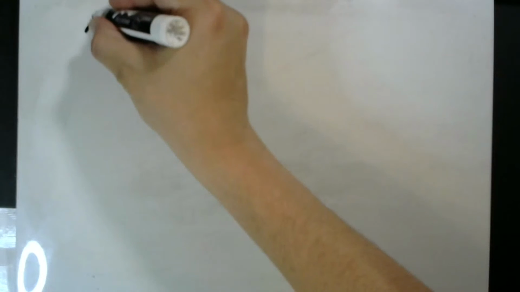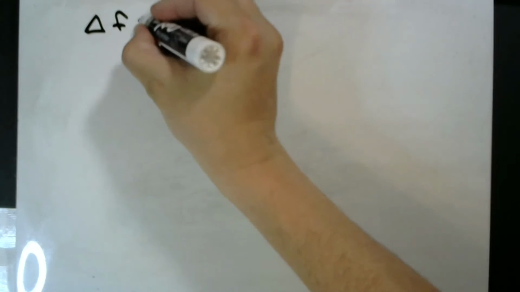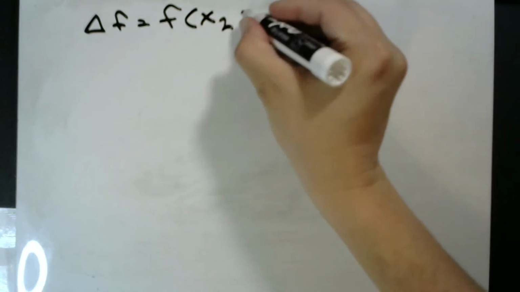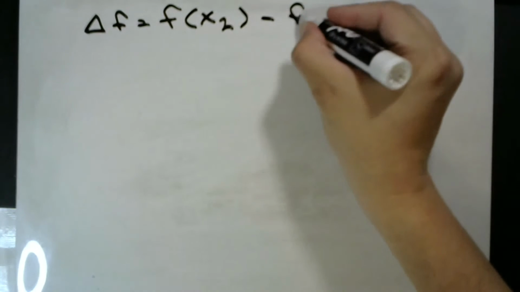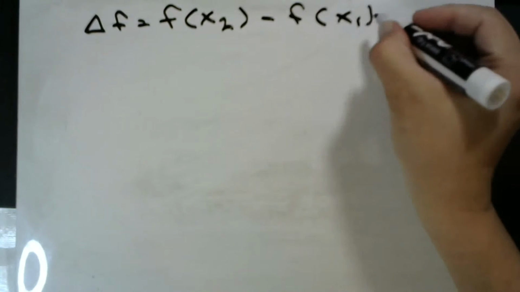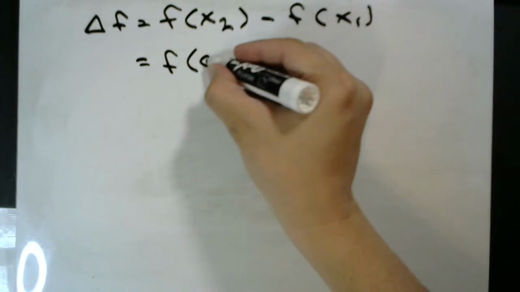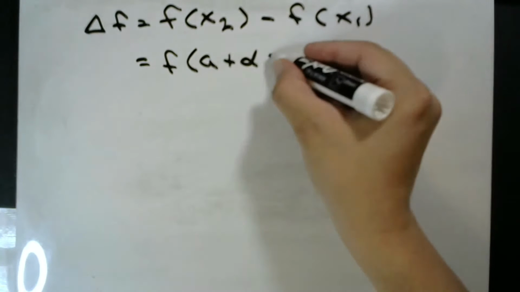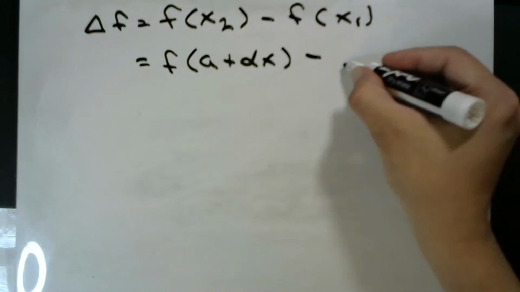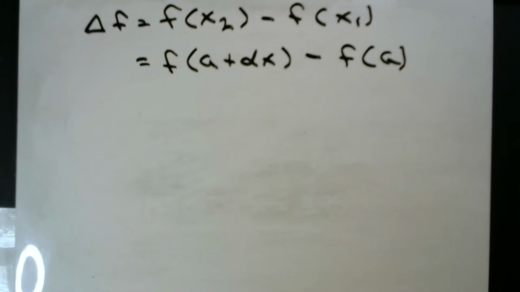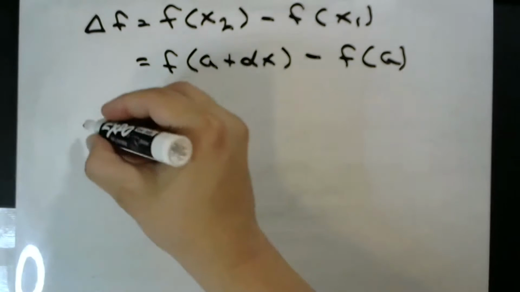So delta F is F of x2 minus F of x1, or F of a plus dx minus F of a. And again, dx could be delta x. So that's delta F. Now, what about delta L?